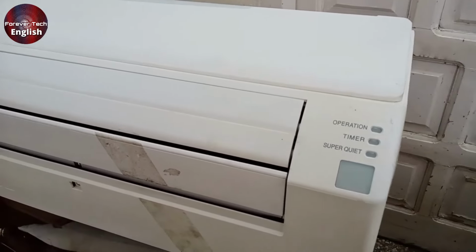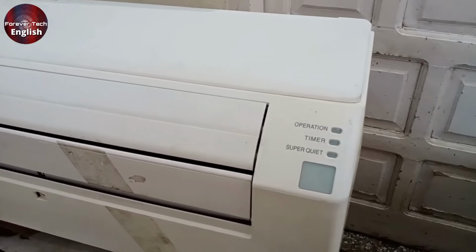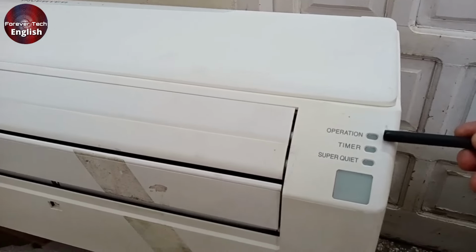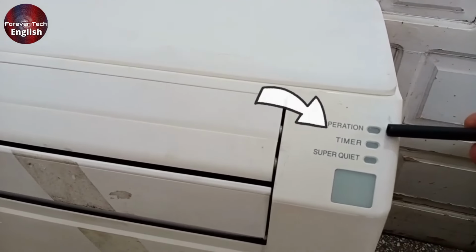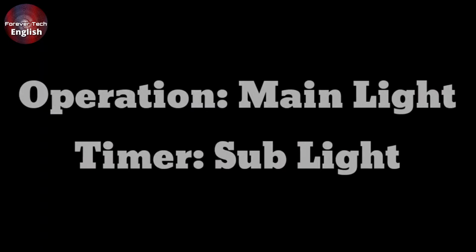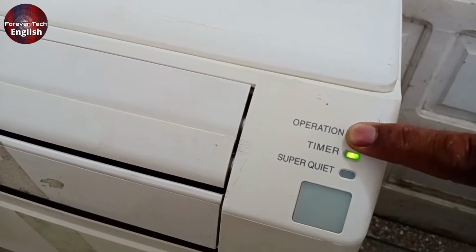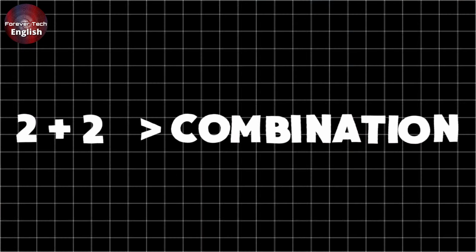We will talk about the Fujitsu, or O-General mini-split air conditioner errors, which have started appearing on the display. You will notice two indicators, the operation light and the timer light. First, let's count the blinks. We will count the operation light first, 1, 2. Now we will count the timer light, 1, 2. This gives us a 2 plus 2 combination.